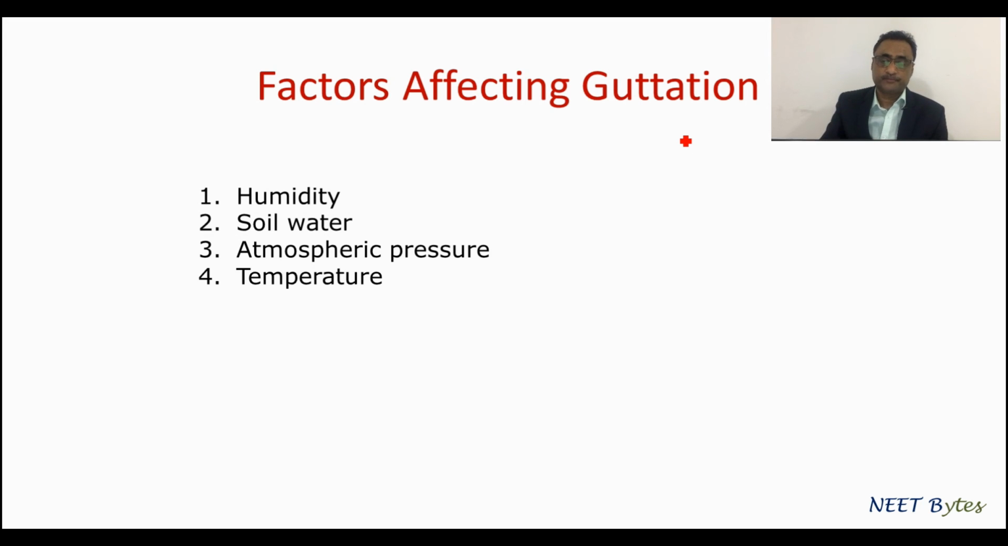So just think, if the humidity is high, what will happen? The rate of guttation will be high. Why? Because if the humidity is high, the rate of transpiration will be less. So the plant doesn't have any area through which the water can be expelled. Guttation is the way. So that's why under high humidity, the rate of guttation is high. Now soil water: directly proportional. Greater the amount of soil water, greater the amount of guttation, right? Atmospheric pressure: again, you can correlate with transpiration. Higher atmospheric pressure, lower transpiration, thereby the rate of guttation is high.